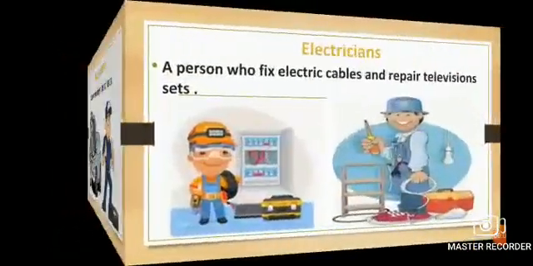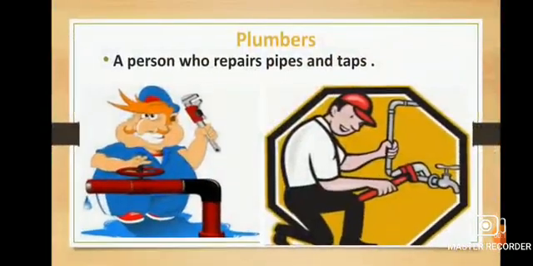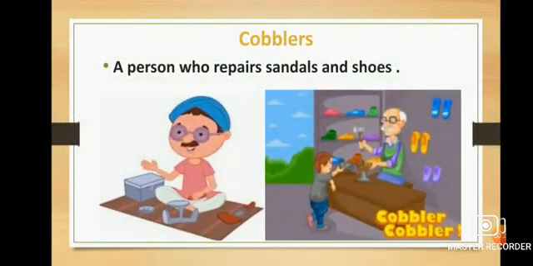The next one is electricians. A person who fixes electric cables and repairs television sets is known as an electrician. The next one is plumbers. A person who repairs pipes and taps is known as a plumber. The next one is cobblers. A person who repairs sandals and shoes is known as a cobbler.